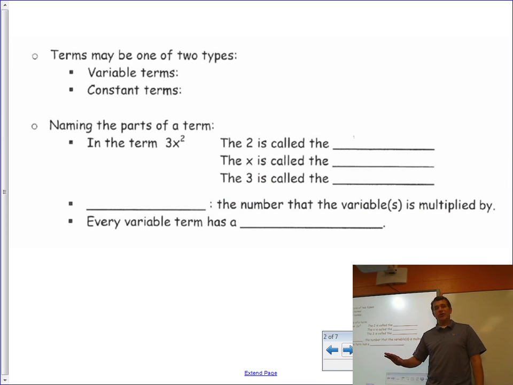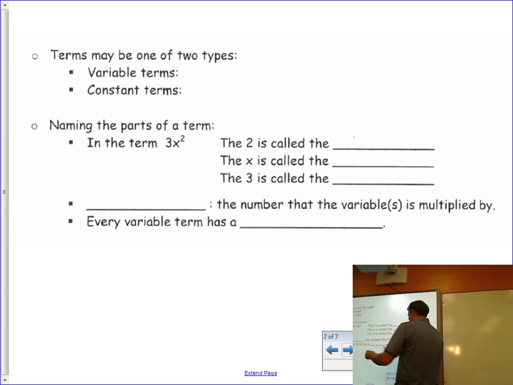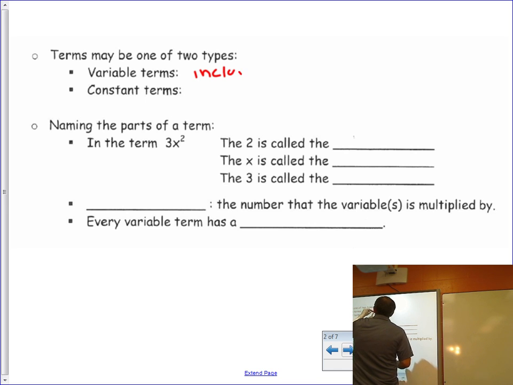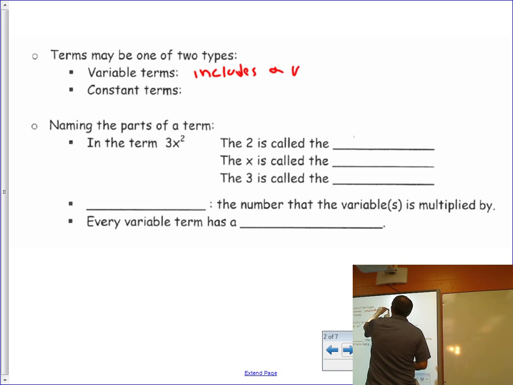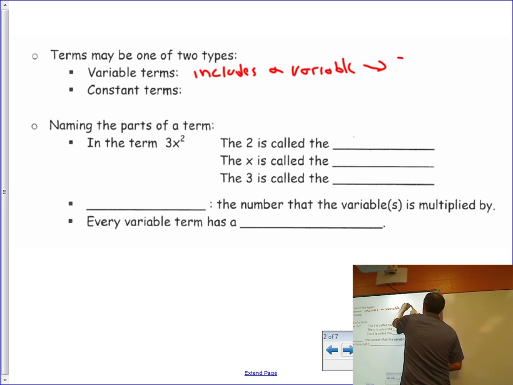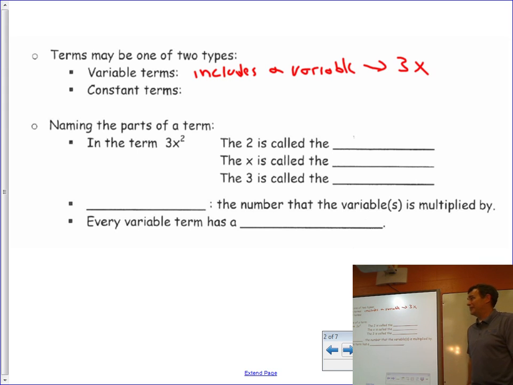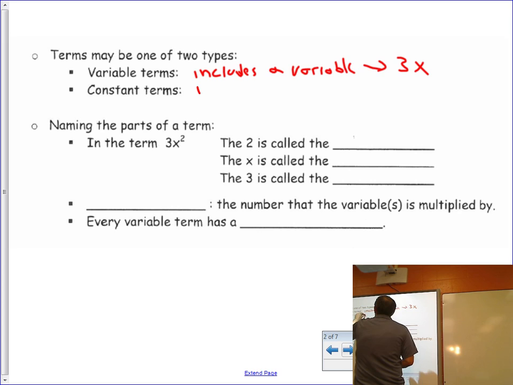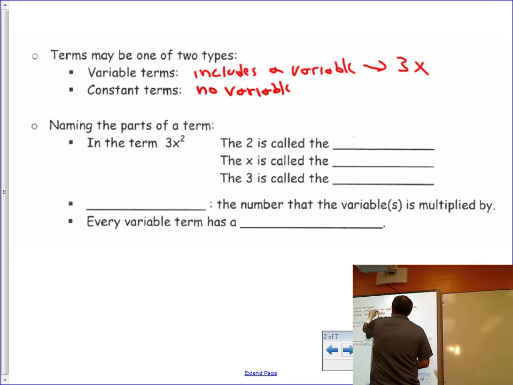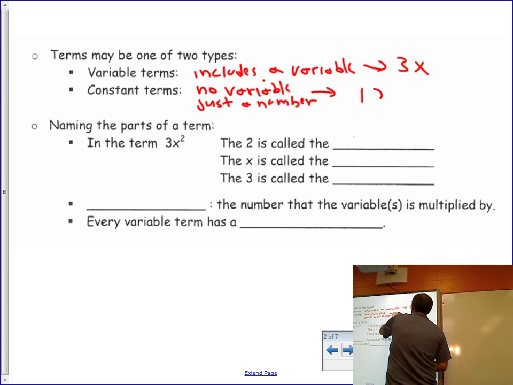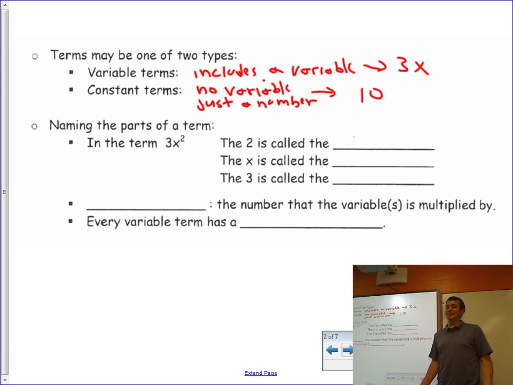Now, all terms are one of two types. We have variable terms and we have constant terms. A variable term, shockingly, includes a variable, like 3 times x. 3x is a variable term because, that's right, it includes a variable. Constant terms have no variable, just a number. Like 10. 10 is a constant term. It does not include a variable, it just is a number. And the word constant is a fancy word in math for just having a number.